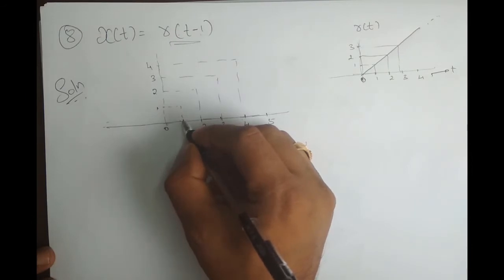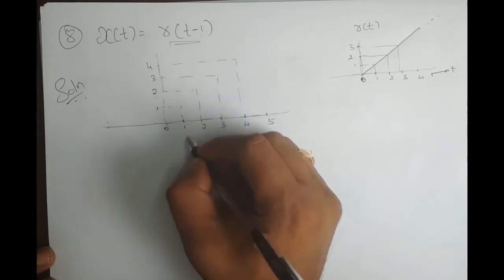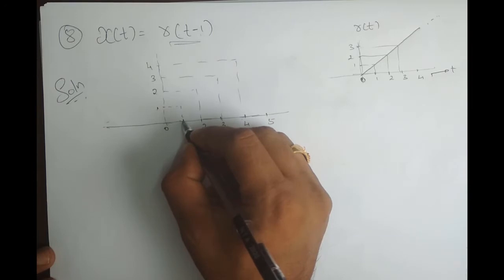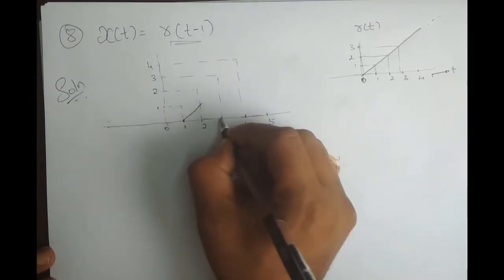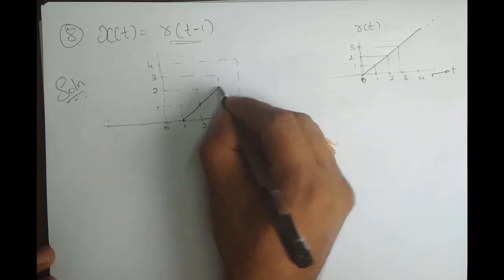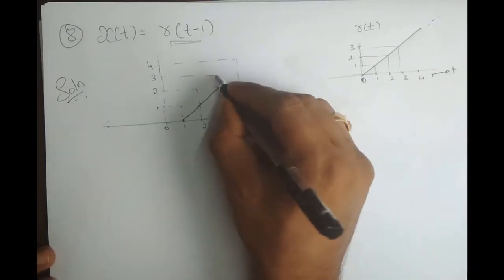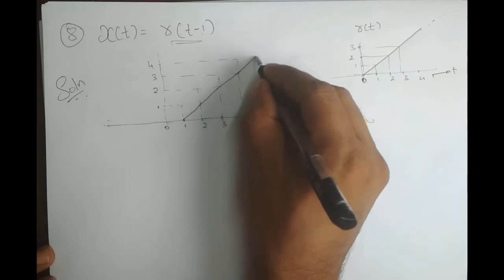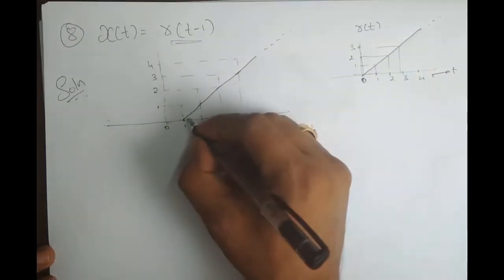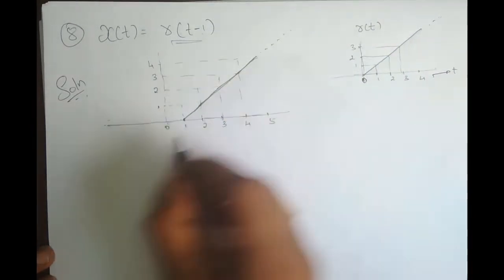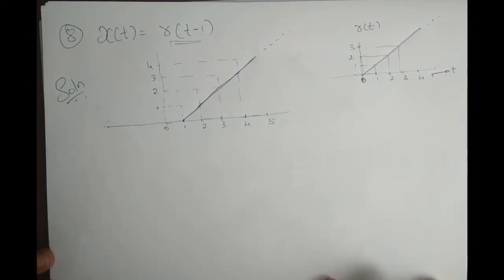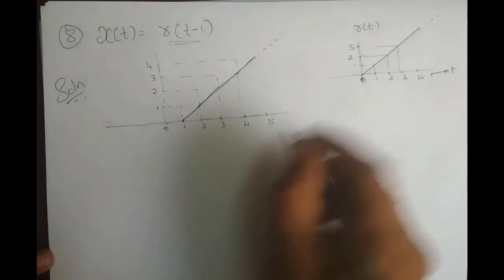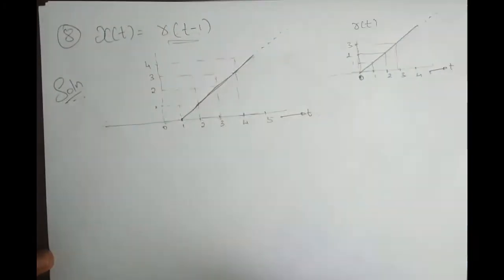Since it is shifted right one time, at t is equal to 1, amplitude is 0. At t is equal to 2, amplitude should be 1. At t is equal to 3, amplitude should be 2. At t is equal to 4, amplitude should be 3, and this goes on. Why is the amplitude less than 1? Because it is shifted right one time. So this is how r of t minus 1 looks like. This is the independent variable t.